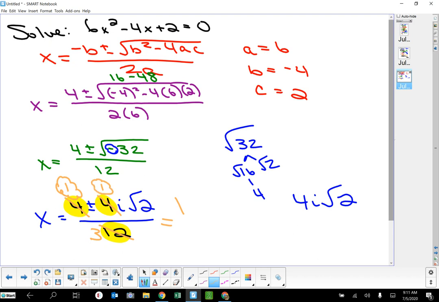You don't need to put the 1 on the x or the 1 on the i. So this is just plus or minus i radical 2 all over 3. And this would be the answer to that question for you.